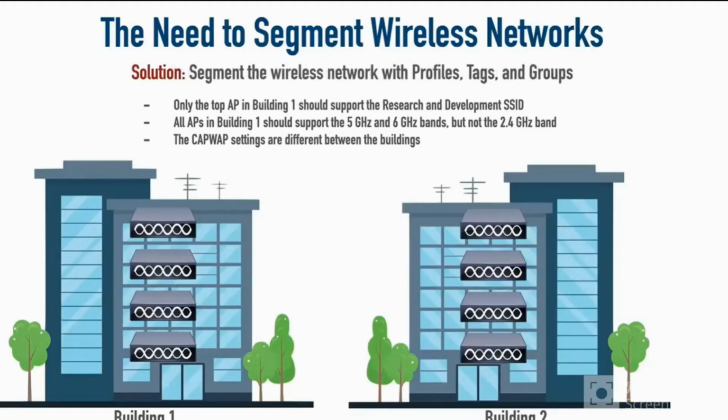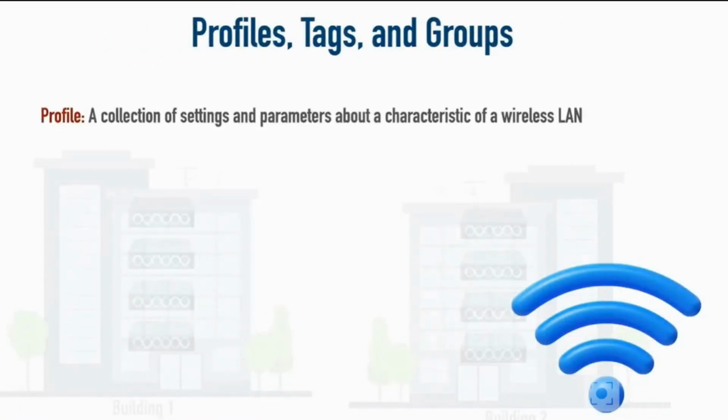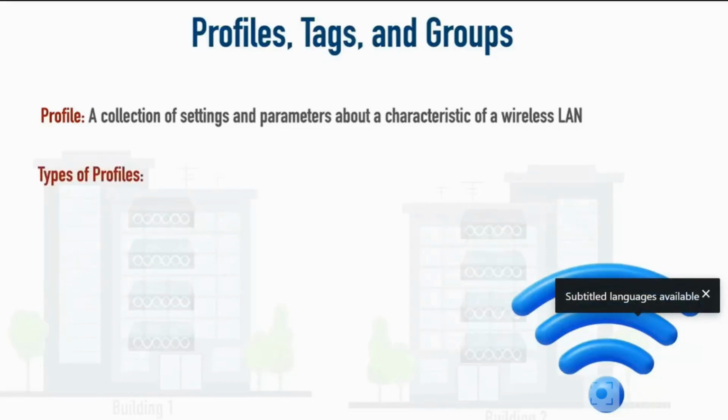And the solution is to segment our wireless networks with profiles, tags, and then we can group access points together that have the same set of tags. First of all, let's consider a profile. And there are different categories of profiles, and each category describes a particular characteristic of our wireless network. And within that profile describing that characteristic, there are a set of parameters that we can set. Let's take a look at the profiles that Cisco supports.